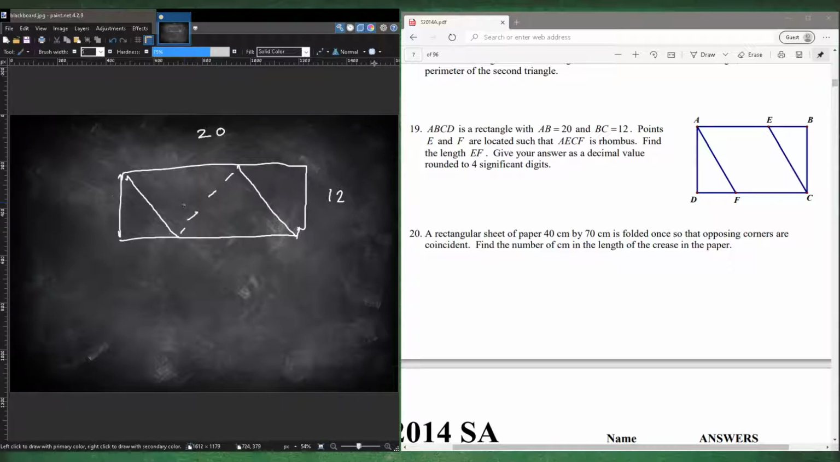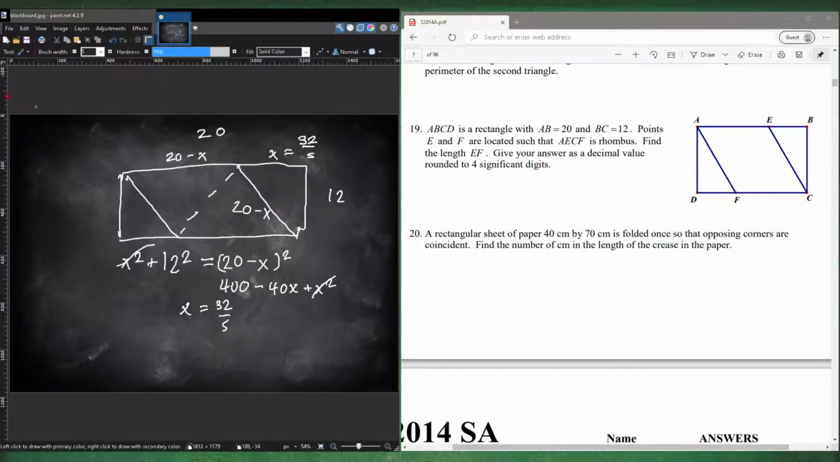Okay, so first off, since this is a rhombus, let's first find the side length of the rhombus. So let's label this x, and this is 20 minus x. Since this is a rhombus, that means this side length is also 20 minus x. So now we could use the Pythagorean theorem, which is x squared plus 12 squared is equal to 20 minus x squared, which is just 400 minus 40x plus x squared. We cancel out the x squared, so it's just 400 minus 12 squared, and then divide by 40 to get our x. So our x is 32 over 5.